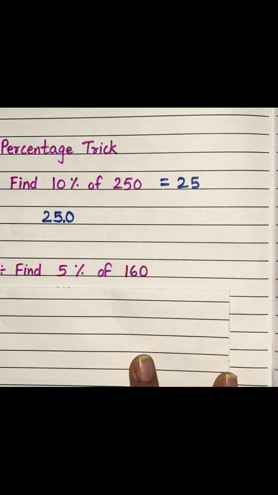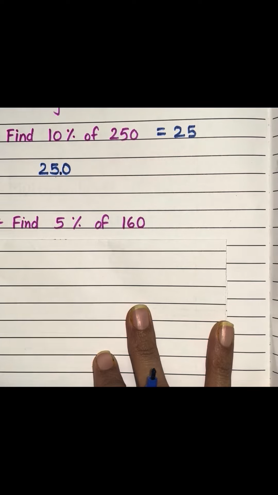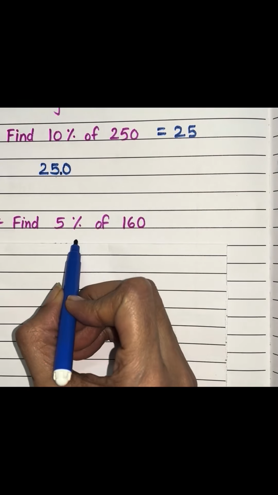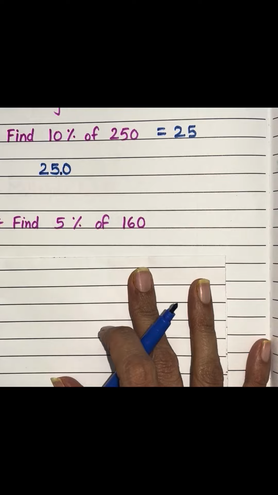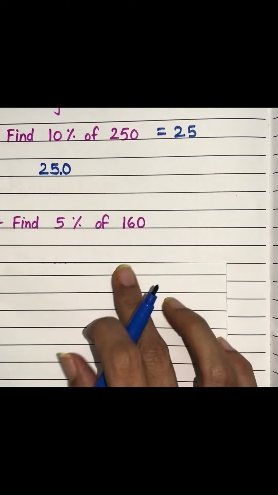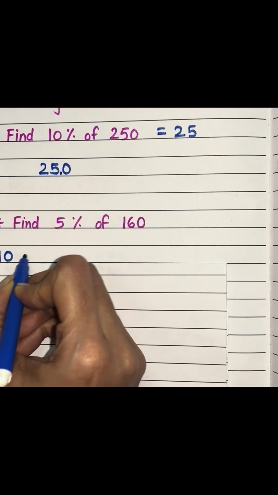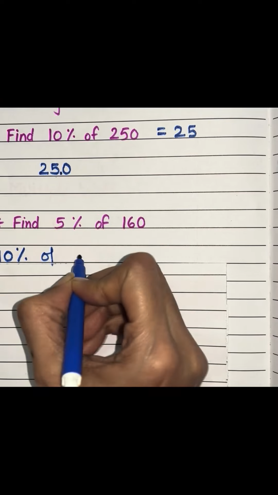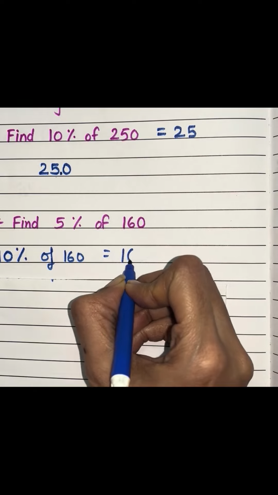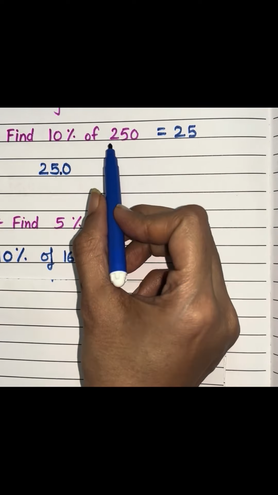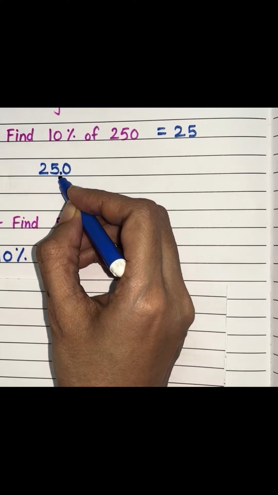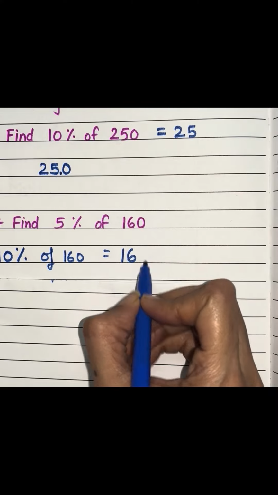Now let's have a look at one more example, that is find 5% of 160. Earlier it was 10%, now it is 5%. So how to solve this? First we are going to find out the 10% of 160. So there are two steps. 10% of 160 is equal to 16. Just now we saw, if it is a 3-digit number, we are just going to put a decimal one step to the left hand side. So here if you put the decimal here, it will become 16.